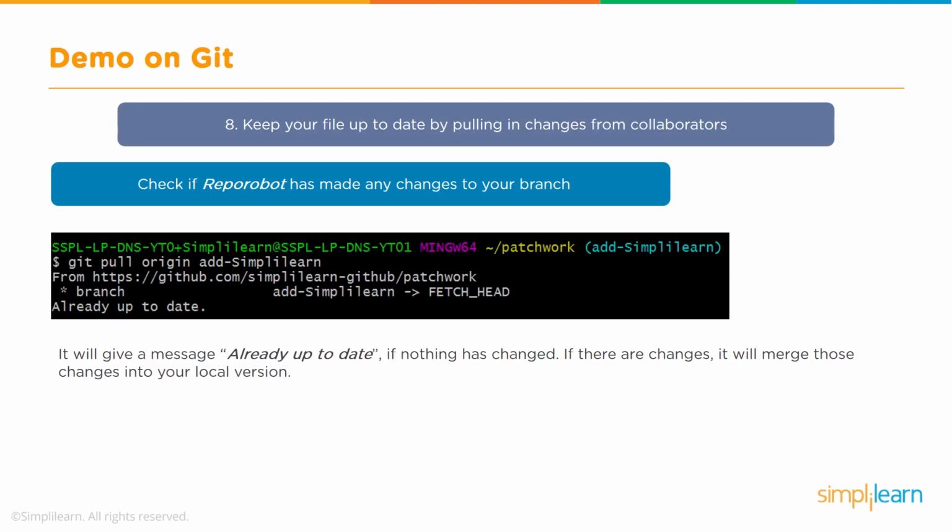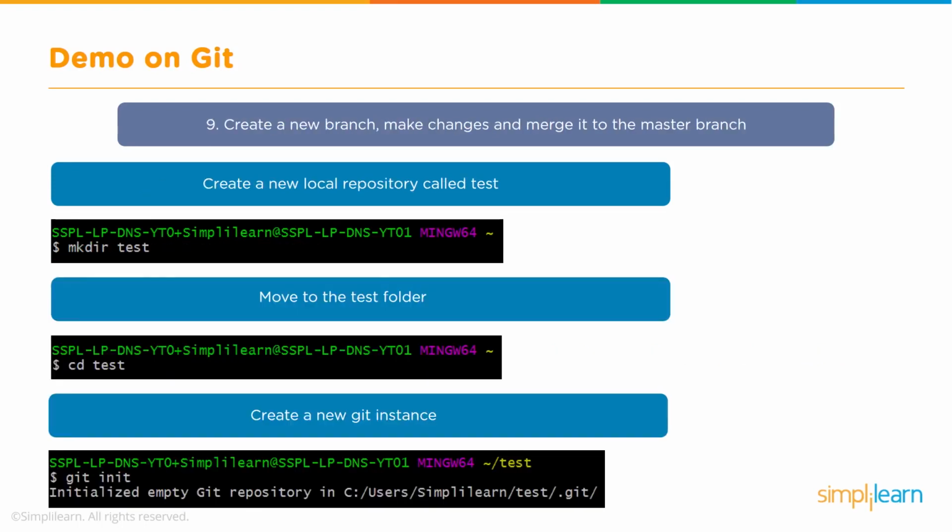One of the things that you want to be able to do is ensure that you're always keeping the code that you're working on fully up to date by pulling in all the changes from your collaborators. You can create a new branch and then make changes and merge it into the master branch. To do that, you would create a folder, and that folder in this instance would be called test. We would then move our cursor into the folder called test and then initialize that folder. So let's go ahead and do that.